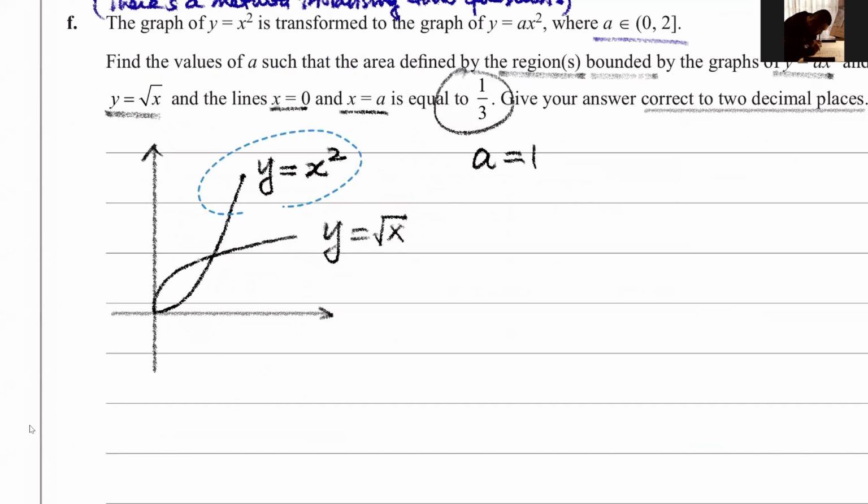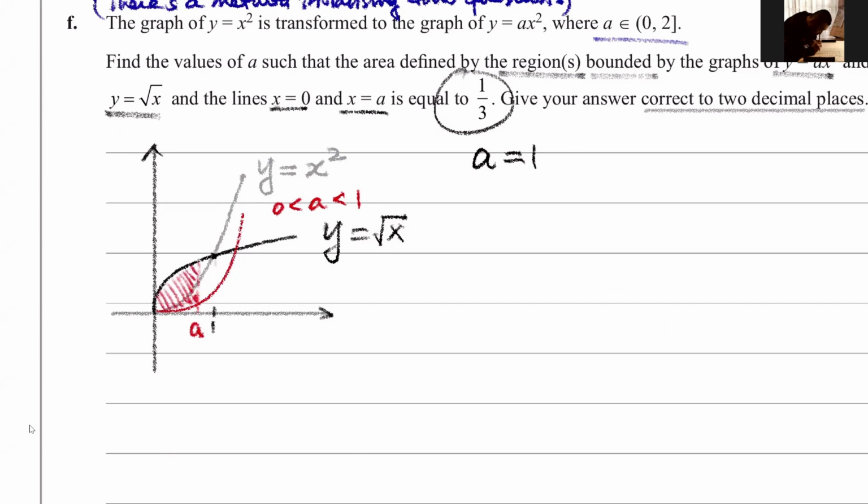Okay, next thing is if I dilate, let's try to gray this out. Say if a is something between 0 and 1, then I may well get, let's say, this is 1. So a is less than 1. This is a. I may get a chunk of area here.